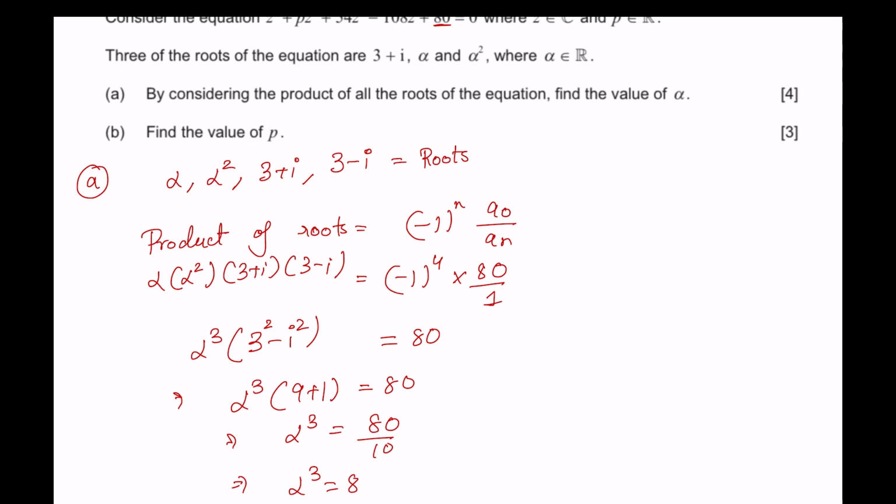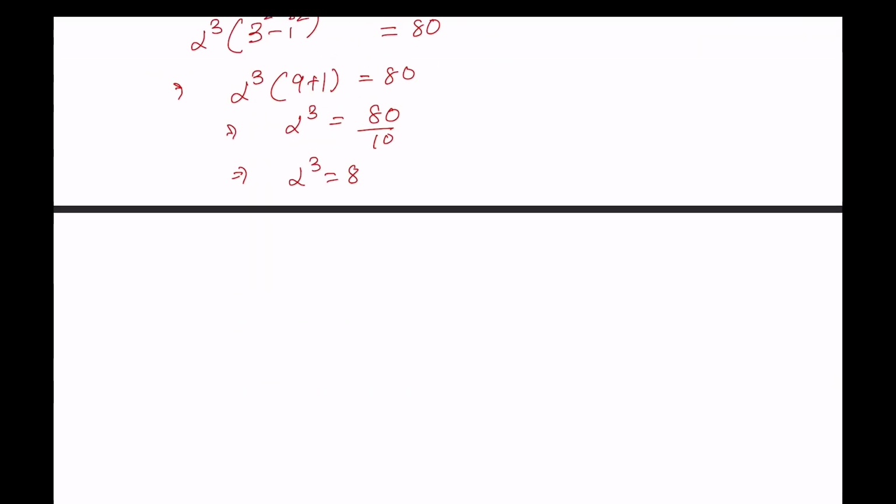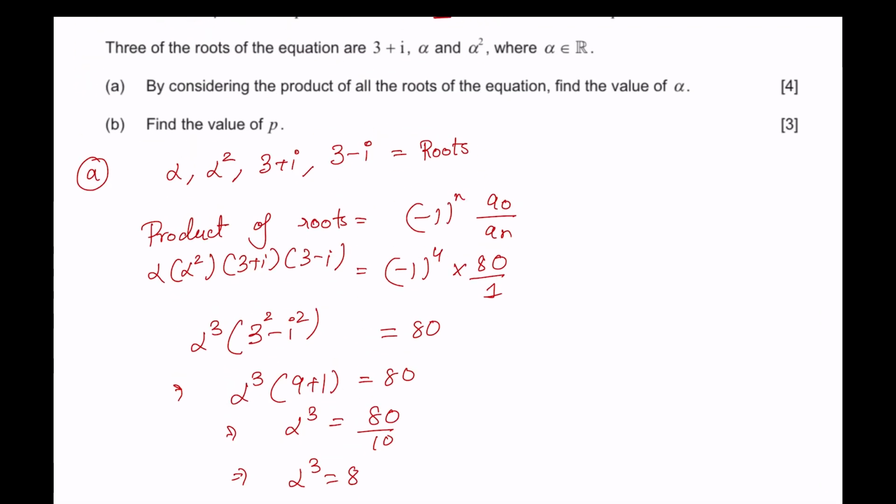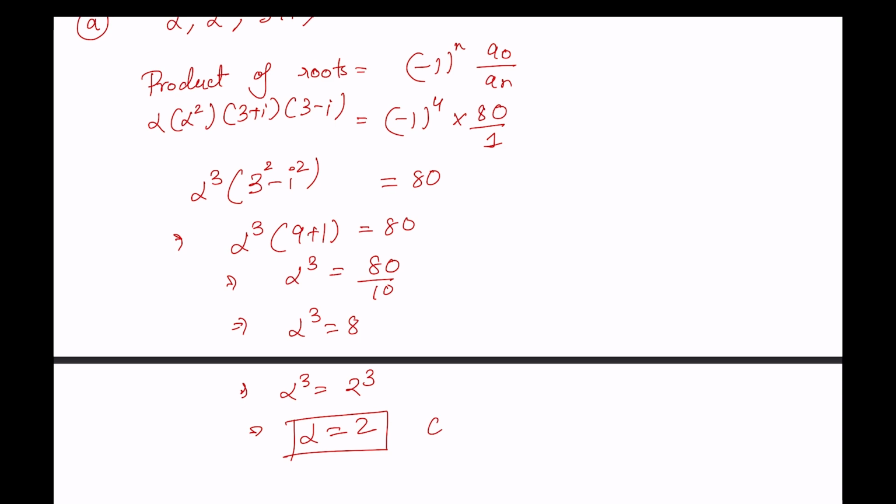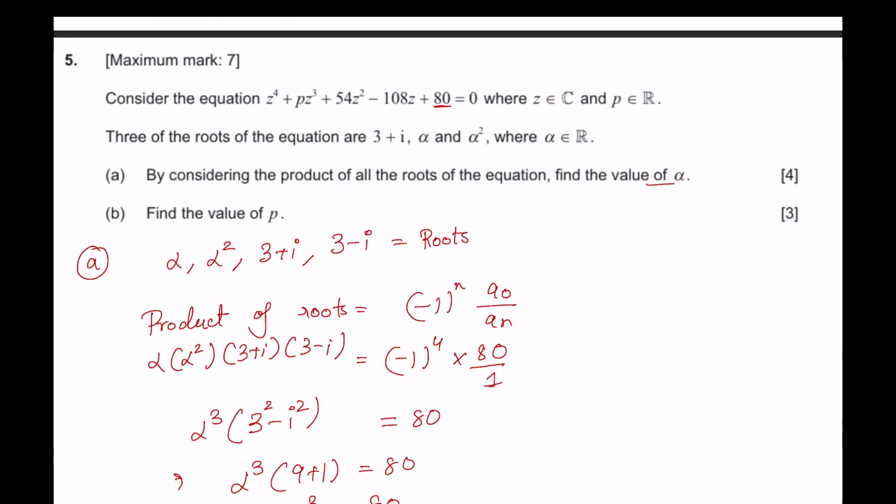So if alpha cube is equal to 8, then for the value of alpha, 8 can also be written as 2 cube. So alpha will be equal to 2. So yeah, that's the answer to part A. You have to find the value of alpha, and we have found that successfully. Now the value of p. How will I find the value of p?